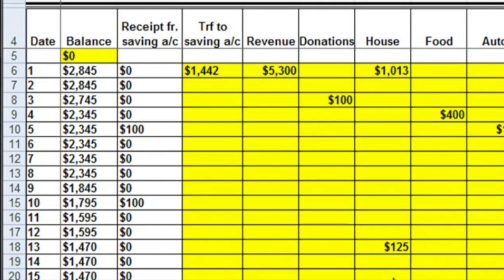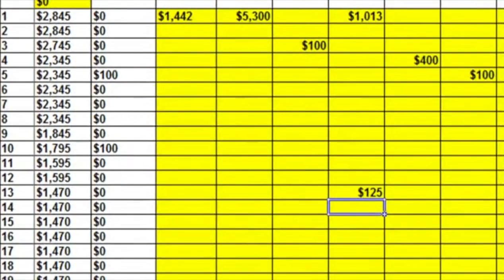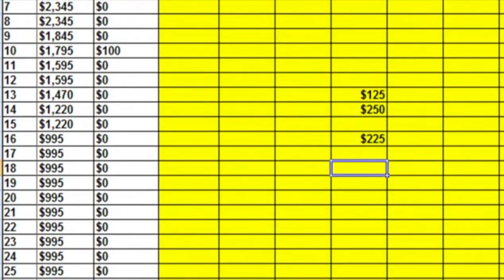This couple just continues to record their expenses as they're incurred. Let's suppose for house expense, on the next day they pay their hydro bill of $250, and a couple of days later they pay their gas bill of $225, and then their water bill comes in and they pay $120 on that one.